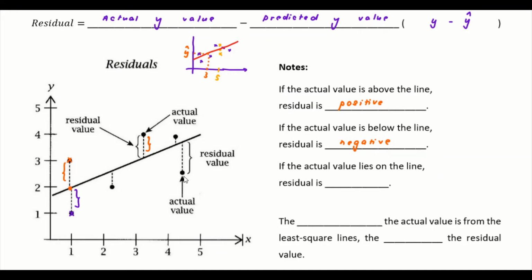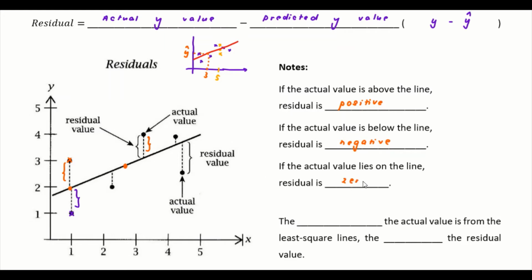Okay, so now the third point: imagine there's an actual value that lies on the line. What do you think is the residual? For example, if one of the actual values is here, then what is the residual for this value? What is the difference between the actual value and the predicted? Then it will be 0.